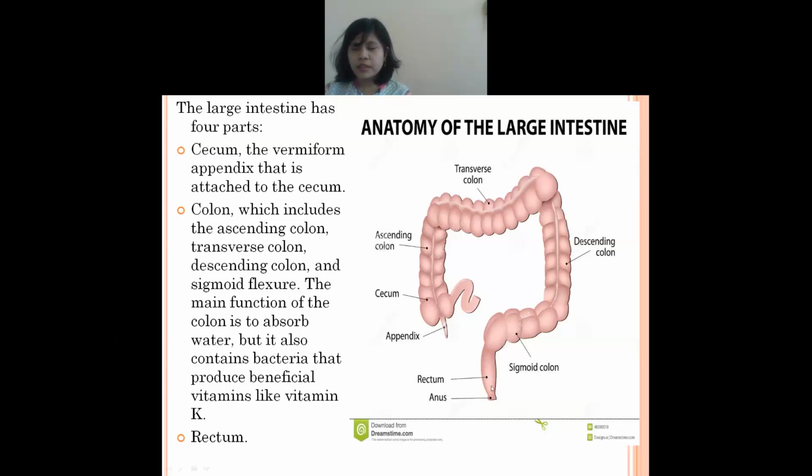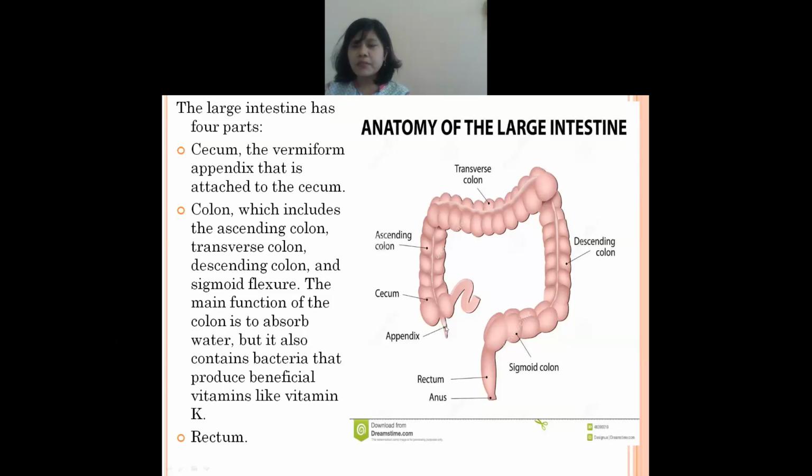The first one is the ascending, transverse, descending, sigmoid. And lastly, rectum. And from your anus, the stool comes out. The latrine, you can say, it comes out finally.